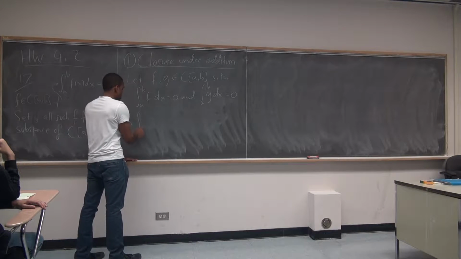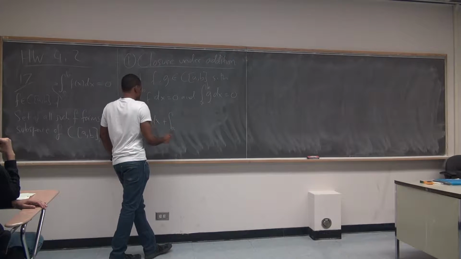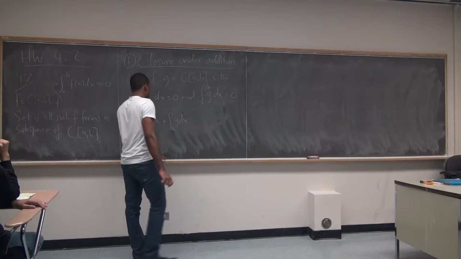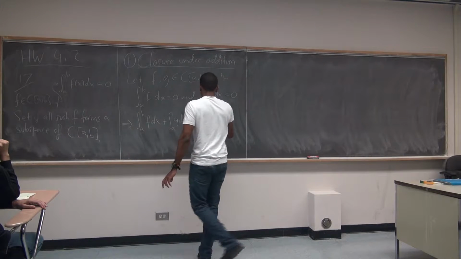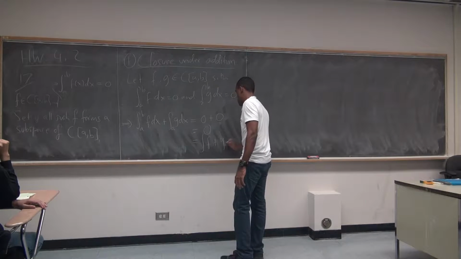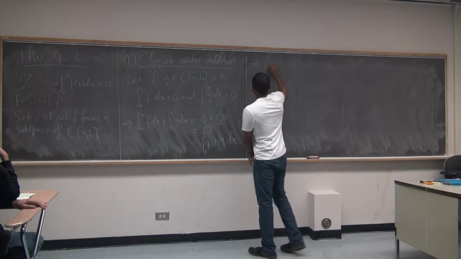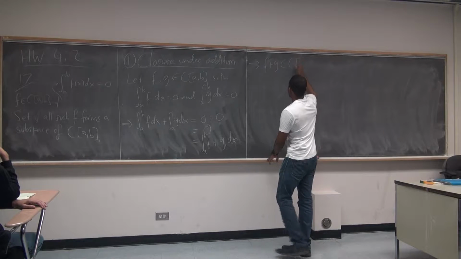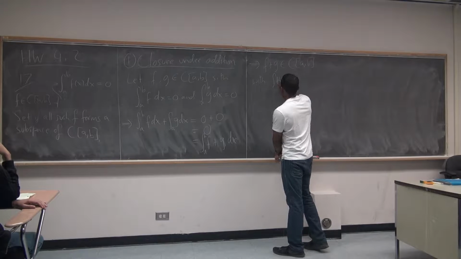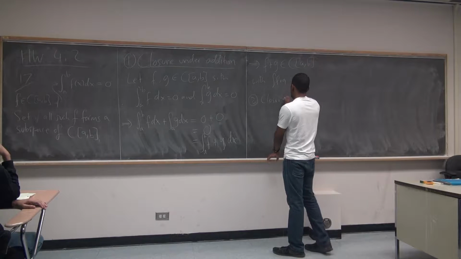Then this means that the sum, the integral of f of x dx plus the integral of g dx, would just be 0 plus 0, which we know is 0. But we also know by the property of integrals, this is the same as the integral of f plus g dx. This means f plus g is an element of C[a, b] with the integral of f plus g equals 0. 2, closure under scalar multiplication.